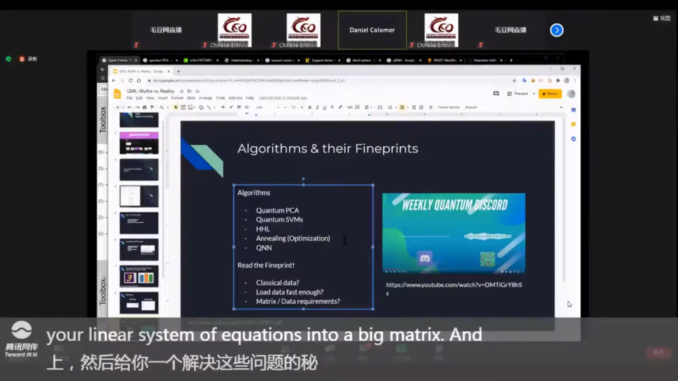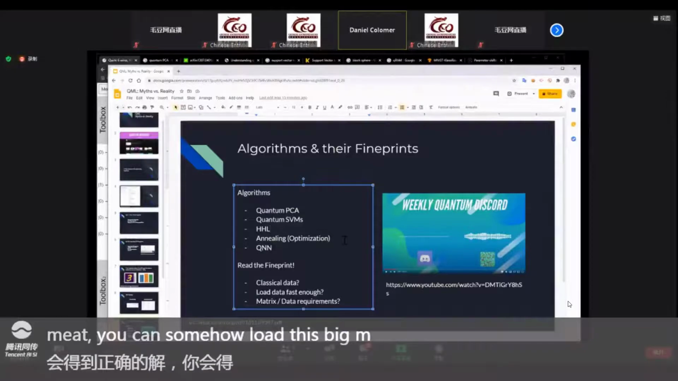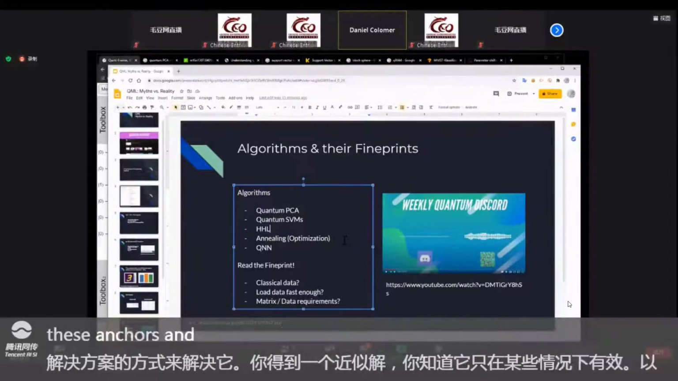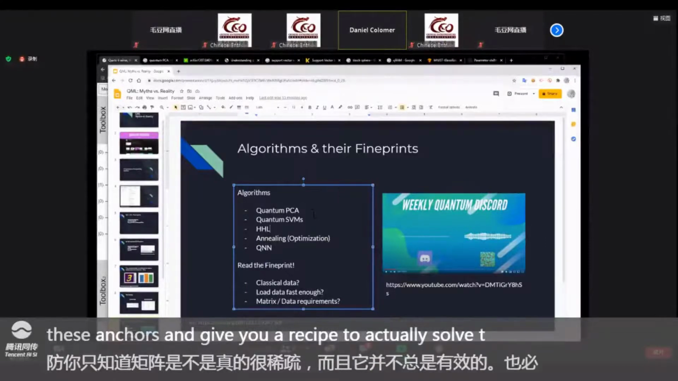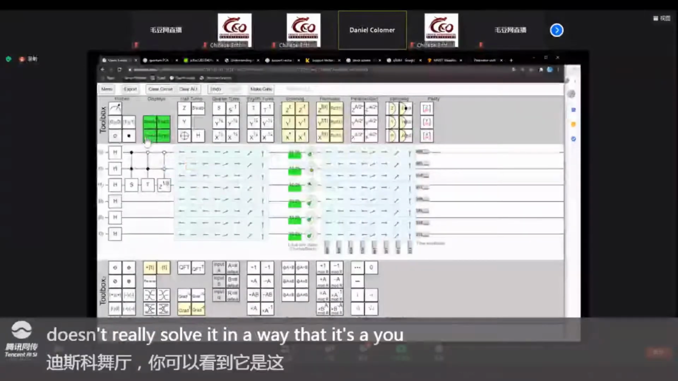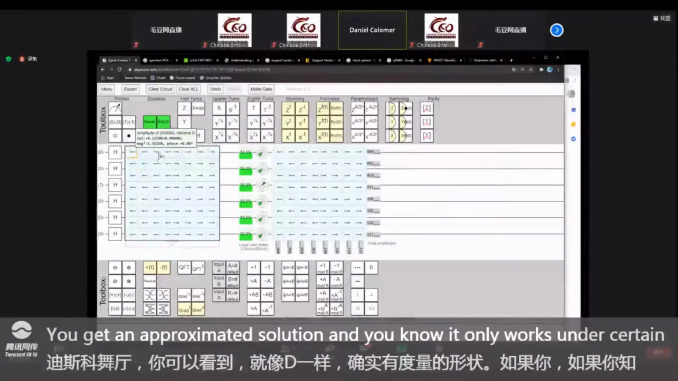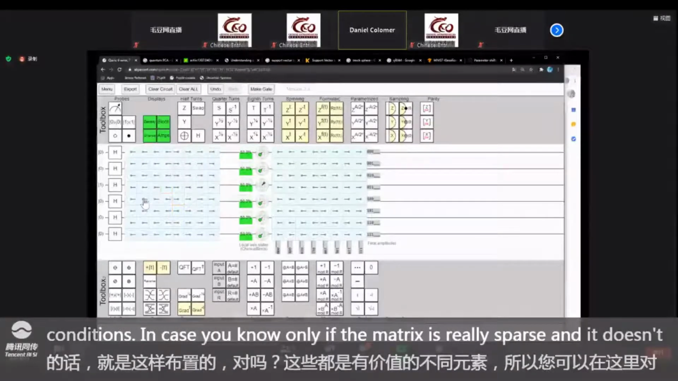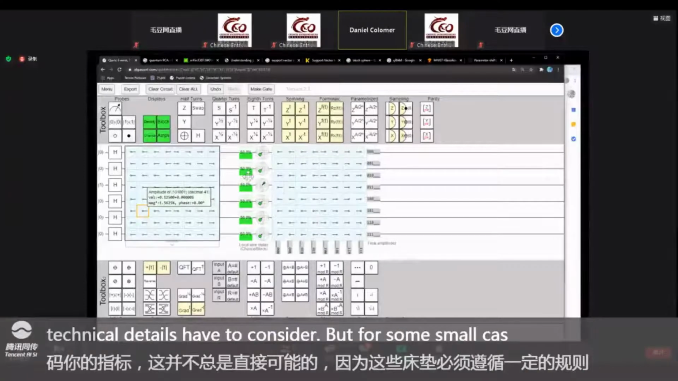But again, you don't get the exact solution. You get an approximated solution, and it only works under certain conditions. For instance, only if the matrix is really sparse, and it doesn't always work. It also has to be invertible. There's a bunch of technical details you have to consider, but for some small cases, this could work, right? And you can see that these really have the shape of a matrix if you lay it out this way, and those are the different elements that have value. So if you're able to encode your matrix in here, which is not always possible directly because these matrices must follow certain rules, then you can use it to your advantage.